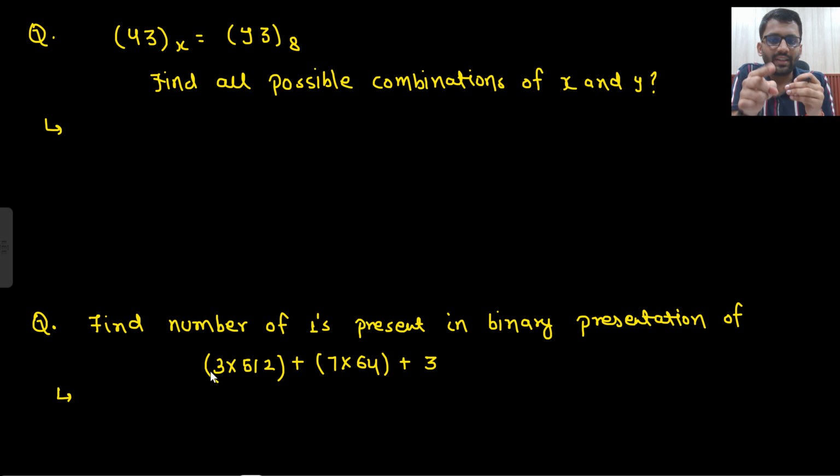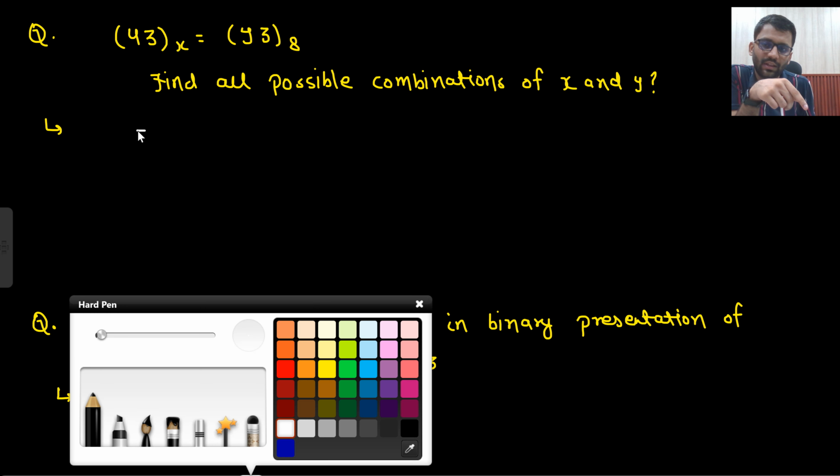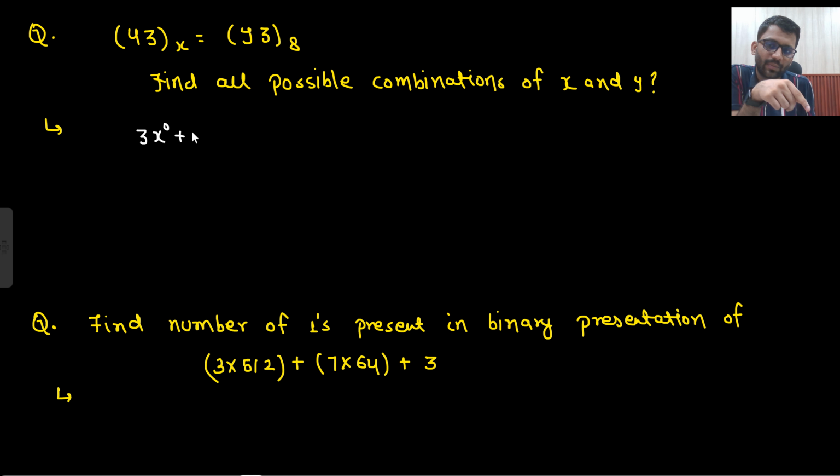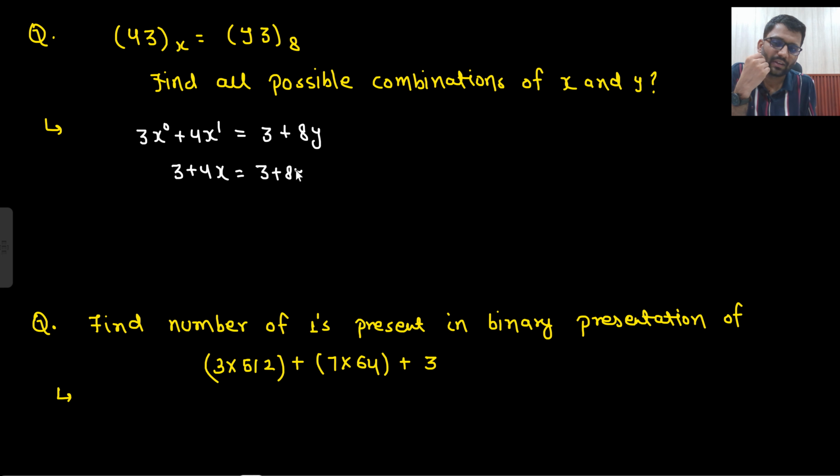43 in base x is equal to y38. You need to find all possible combinations of x and y. So 3 plus 4x, do you agree to this point? 3 into x to the power 0 plus 4 into x to the power 1 would be equal to 3 into 8 to the power 0 plus 8 into y to the power 1. So 3 plus 4x is equal to 3 plus 8y. From here I am getting y is equal to x by 2.